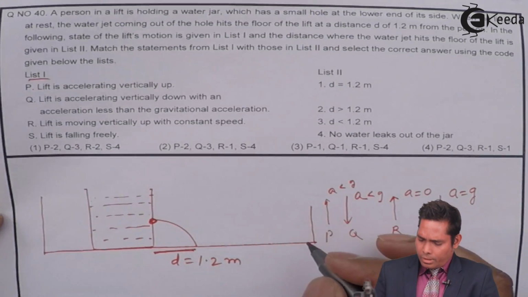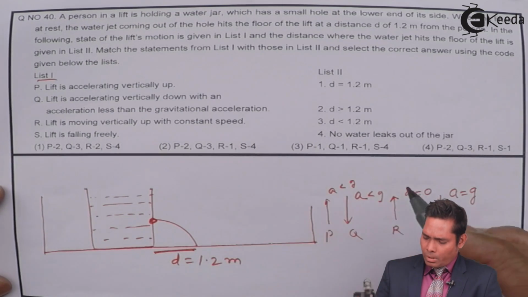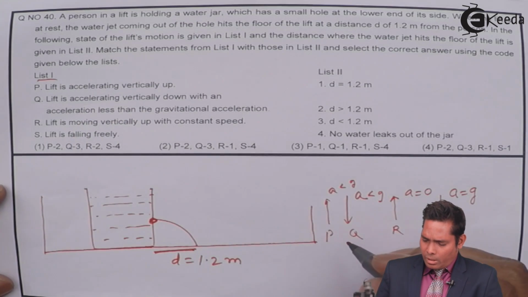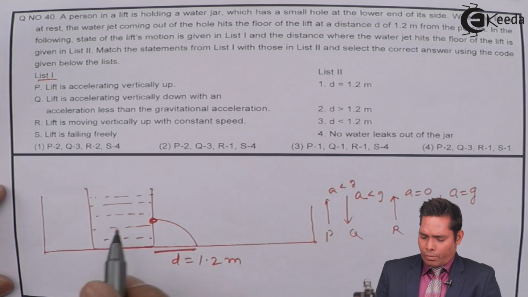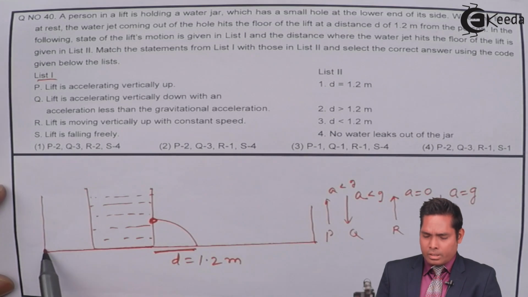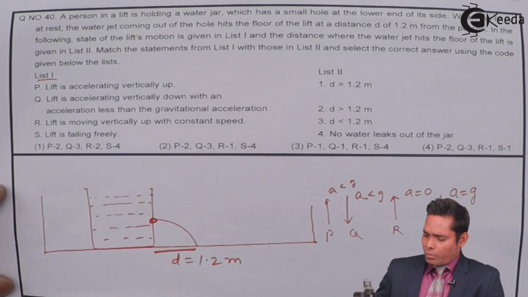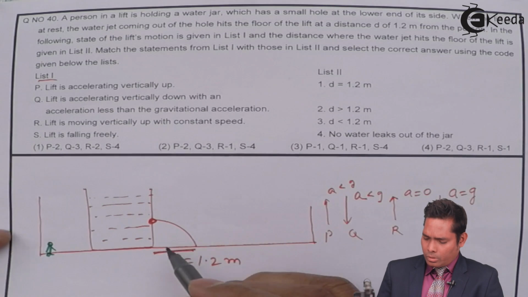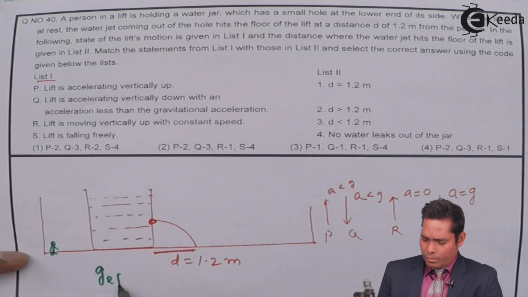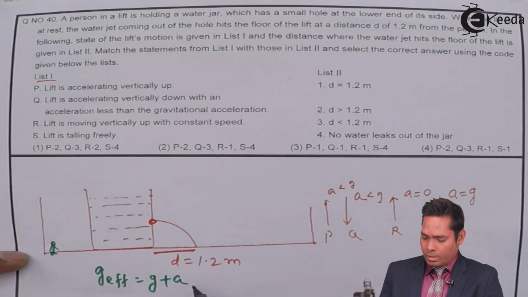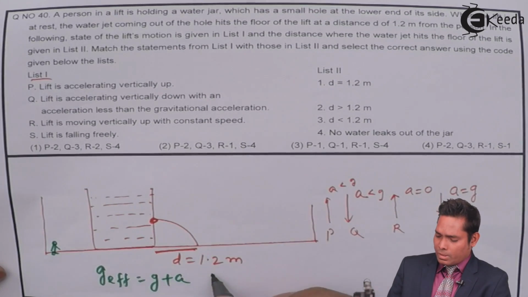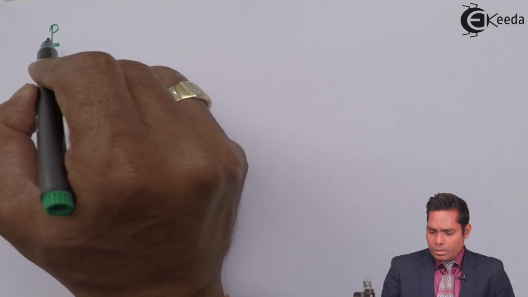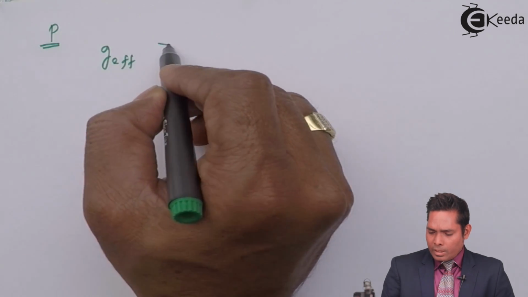Now we have to find, if the lift is accelerating up, first case, then from the non-inertial frame of reference of the lift, g effective equals g plus a, that is, it will increase. So for option P, g effective is greater than g.